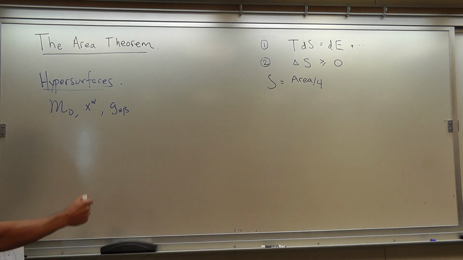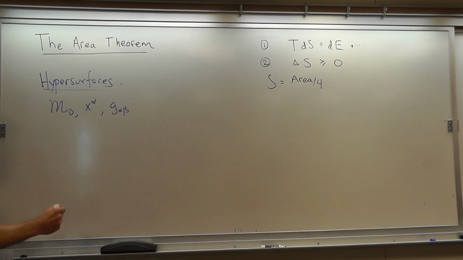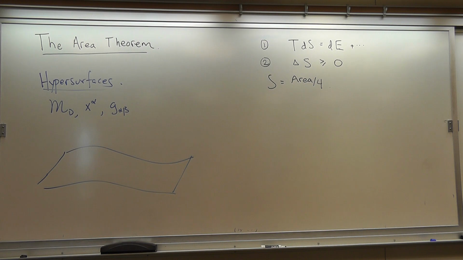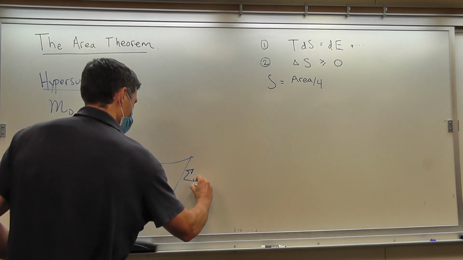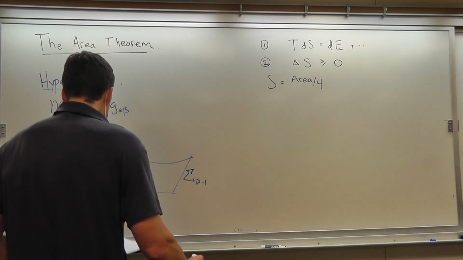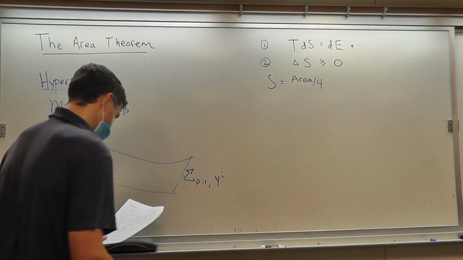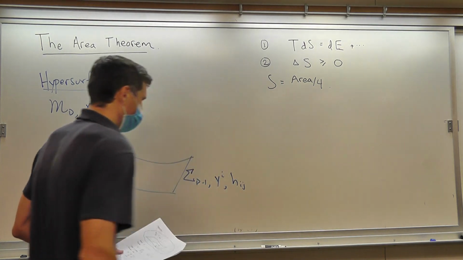And then somewhere in that manifold, okay, so that manifold is the board, let's say, we have a hypersurface, which is a codimension 1 submanifold. We'll call that sigma. So sigma is dimension d minus 1. And on sigma, we have a coordinate y. I'll use the indices i, j for this coordinate, and a metric h_ij.